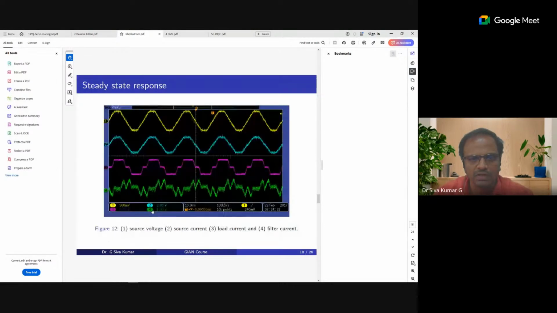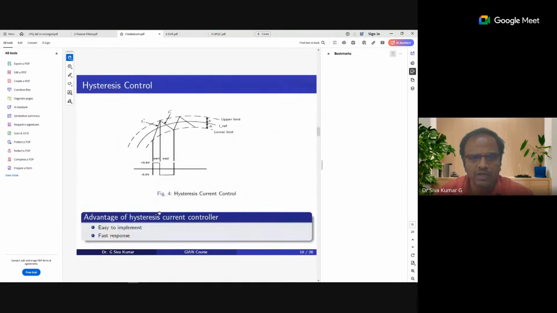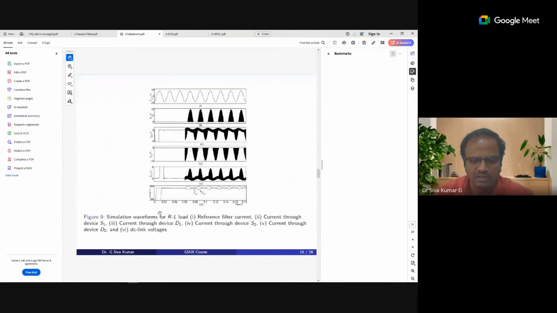Suppose you see this particular case, there is no design over here. The D-STATCOM design, in the sense that there is no kind of passive filter design. The D-STATCOM is designed to support the maximum reactive power which is there on the load side. It is not designed for any particular harmonic either.